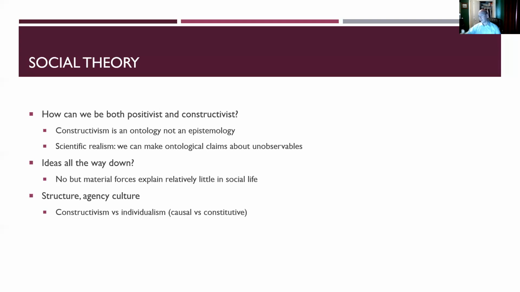Anyway, what Wendt says is this. He says constructivism is an ontology, it's not an epistemology, right? Constructivism is about how things come into being, it's not how we learn about things. It's a theory about how things come into being, not a theory about how we learn things. Scientific realism exists, Wendt says, and scientific realism allows us to make ontological claims about unobservables.